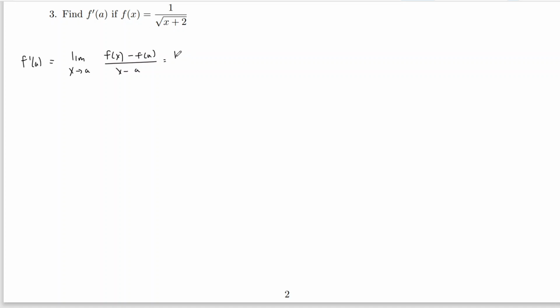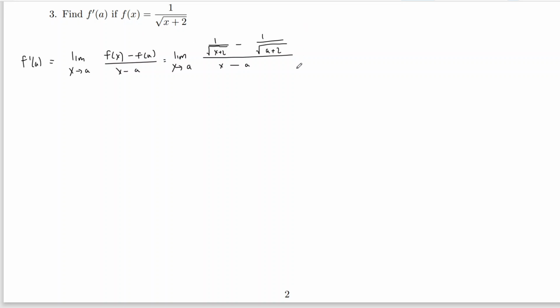All right, let's go ahead and just plug it in. Limit as x goes to a. X minus a on the bottom, that's sticking around. F of x is exactly this, 1 over the square root of x plus 2 minus 1 over the square root of a plus 2, because we're just plugging in a for x.